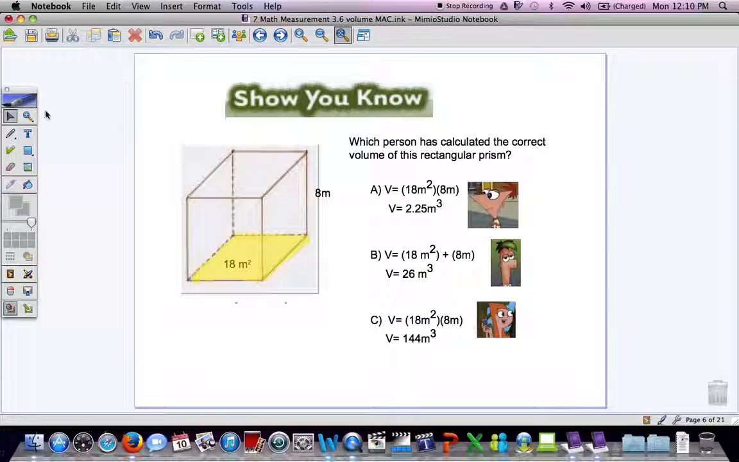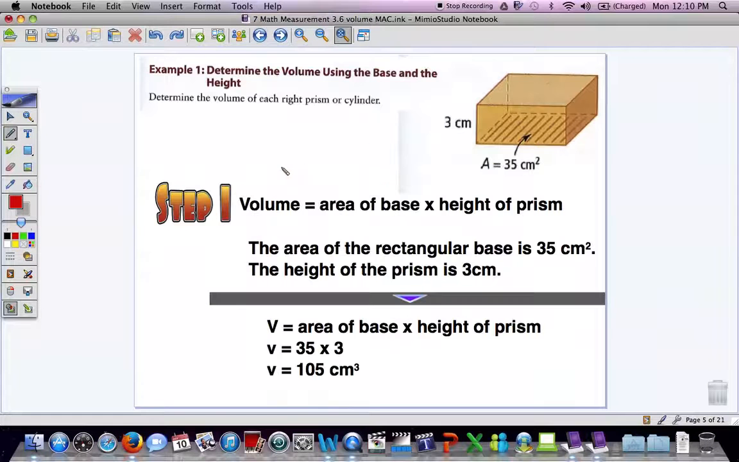Let's try this. Here's another one. We're given one where the area of the base is 18 meters squared. We're also told that the height is 8 meters. Back to the formula. Let's just go back to this for a second. It's the area of the base times the height of the prism.